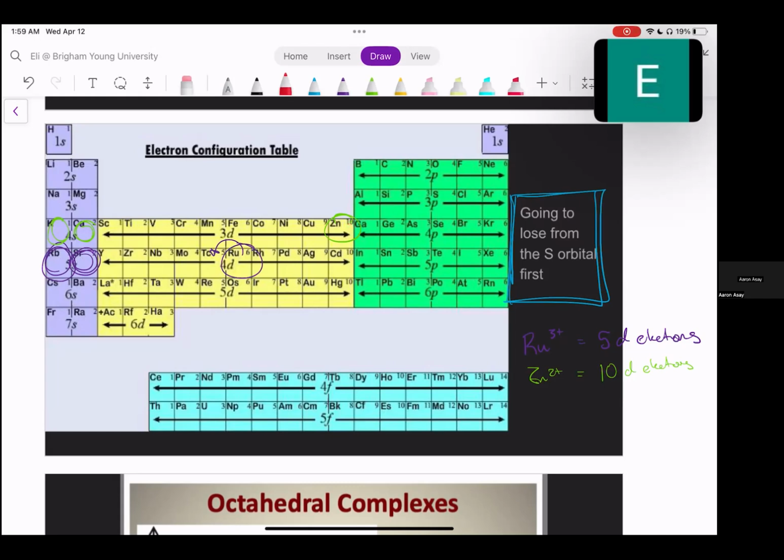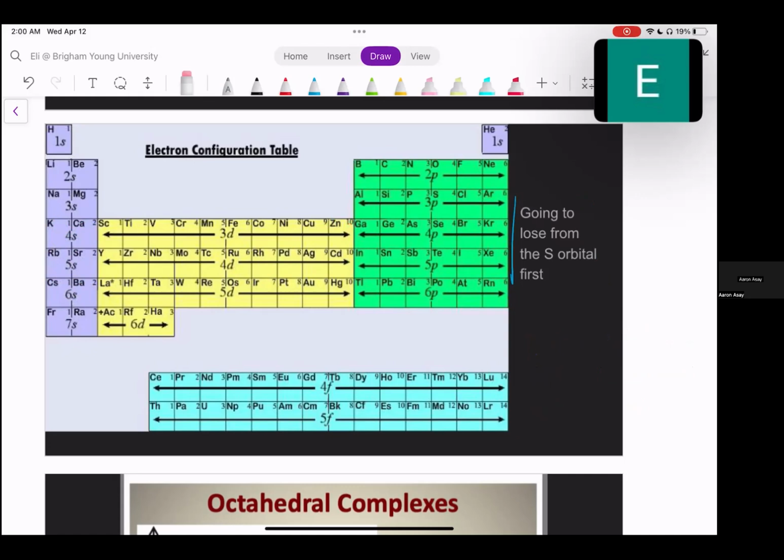Let's say we had something crazy. We had silver 5 plus, right? Which I don't even know. I don't even know if that happens naturally. But we have silver 9 plus. We know it's going to lose 1, 2 from here. And it's going to go 3, 4, 5. And it lands on 6. So it's going to have 6 d electrons. All right, so that's how you determine the d electrons.